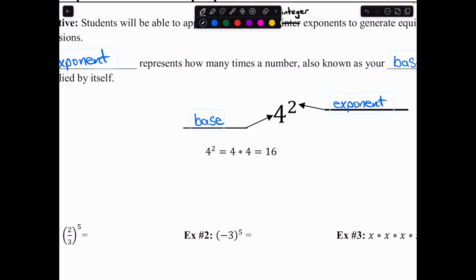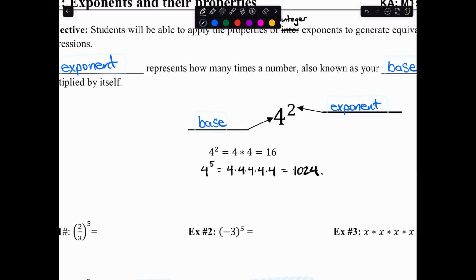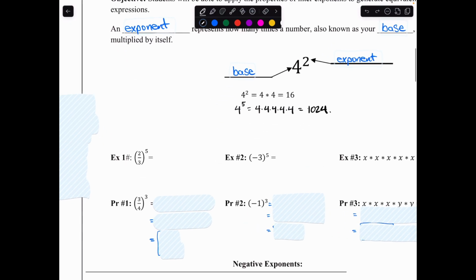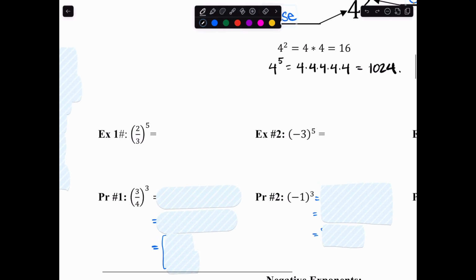To build on that example a little bit, what if you had 4 to the power of 5? Well, we would take that same base, 4, and multiply it by itself so that we have 5 factors of 4 multiplied together. And you can check my work, but that should be 1024. All right. So, as long as you understand that exponents just mean repeated multiplication, we should be able to work through these examples. So let's start off with example number 1.